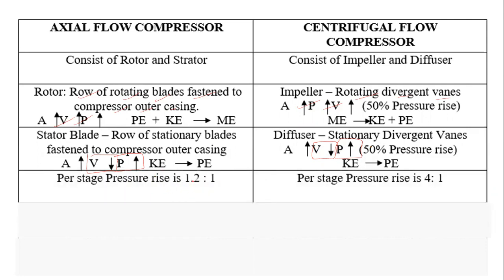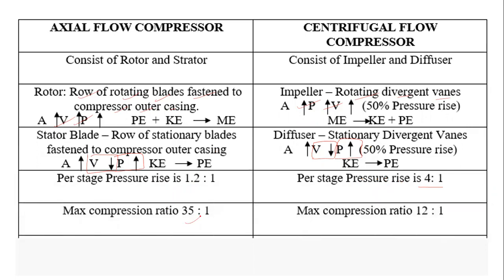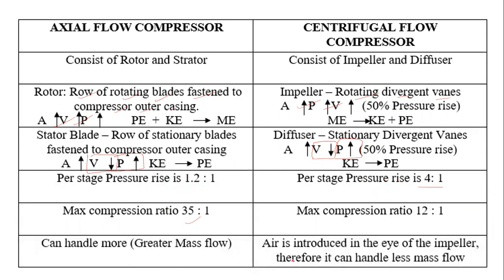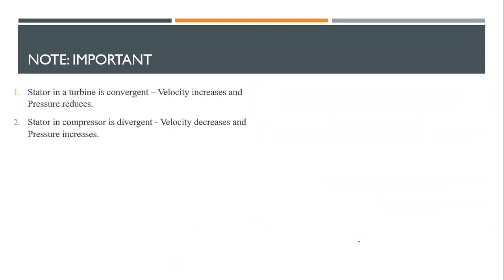For a stage, we can see the ratio is this, but as we know, in the centrifugal compressor there is only one stage. If you want to add, you can add, but that's very costly. Here you can keep on adding. So overall, the maximum compression ratios reached are more in axial. You can find this table in the notes as well. Axial can handle more airflow, whereas centrifugal compressors can handle less airflow.